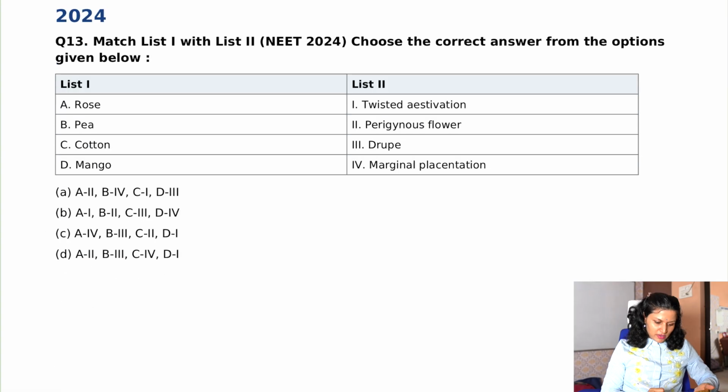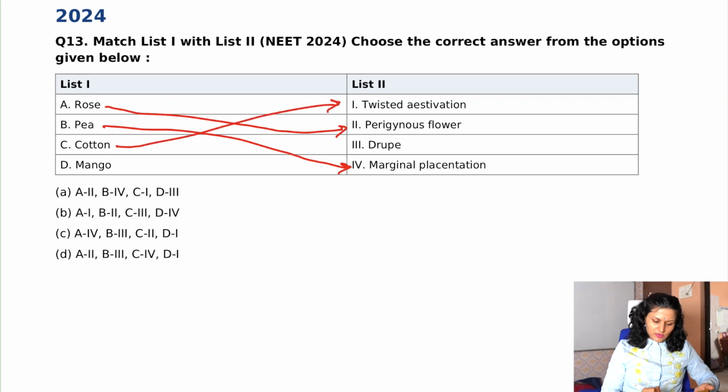Next question. Another match the pairs. Rose is a perigynous flower. Pea is known for its marginal placentation. Cotton is known for twisted aestivation. Mango is a drupe. See how important examples are. It's very important that you learn the examples from this chapter. So 2, 4, 1, 3. Question number 13, correct answer will be A.